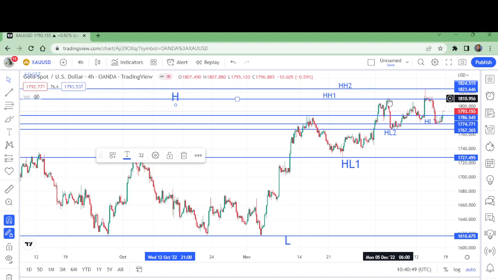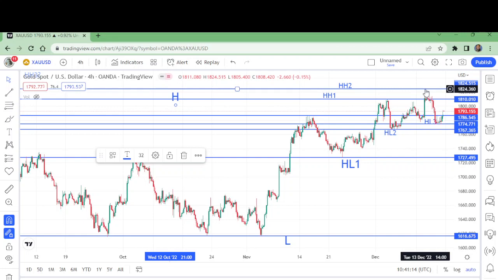Then market came down for higher low 2 around 1765. From here market went up to around 1824 for higher high 2.